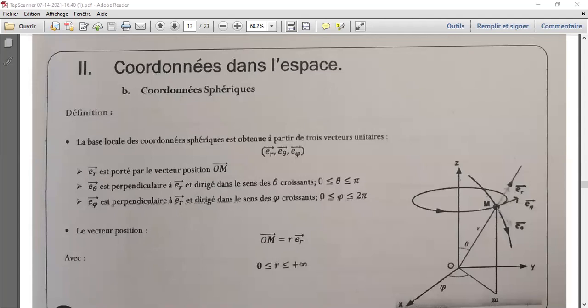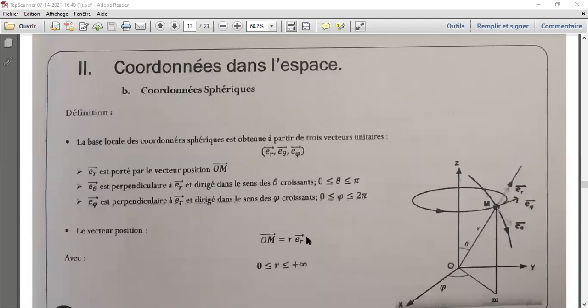So yeah, E phi, I'm saying, is perpendicular to ER. So this is E phi, which is perpendicular to ER, and it's between 0 and 2 pi, which I've already talked about. I said it makes what? A 360 what? Degrees. Yeah, it turns around 360 degrees.